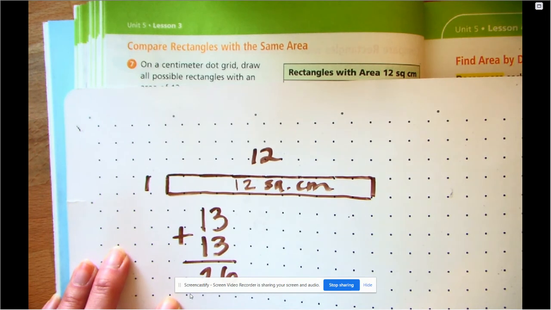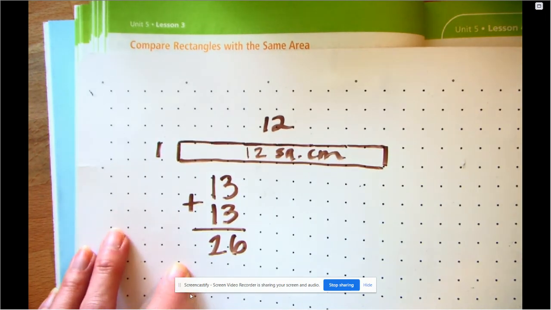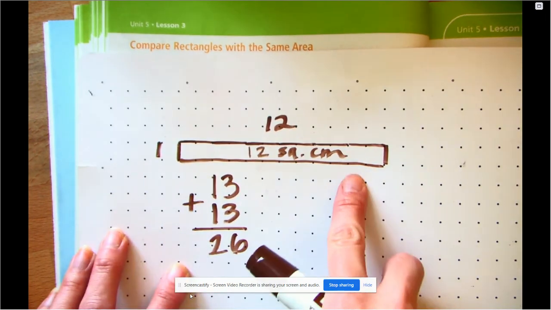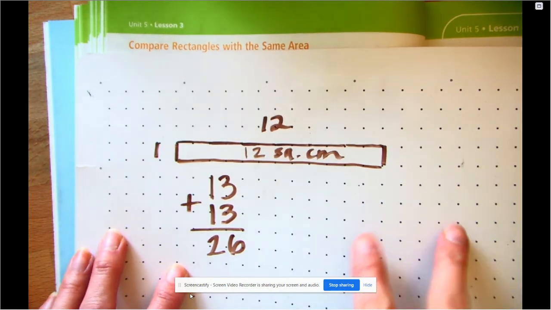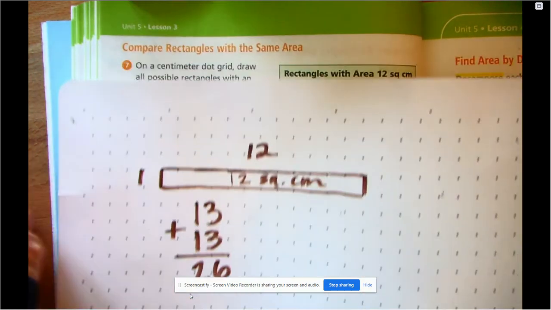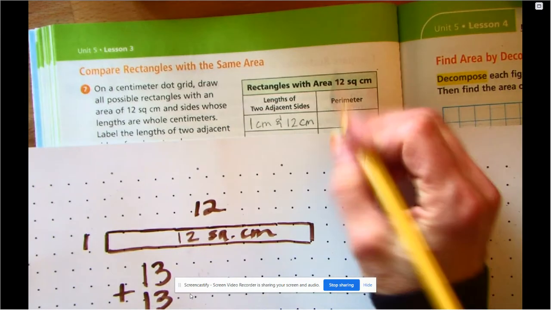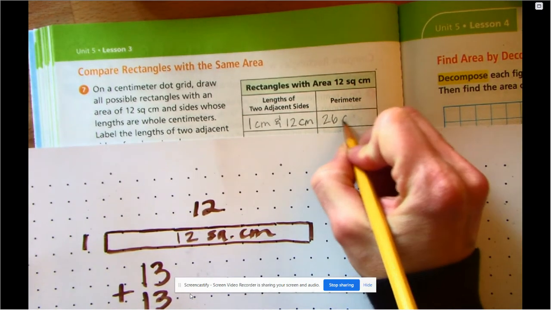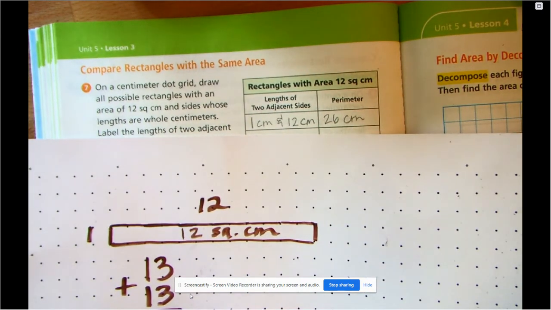Ooh, my perimeter is 26 on that shape. Okay, my area is 12, but my perimeter is 26. So I'm going to write that. Perimeter is 26 centimeters, not square centimeters, because it's not on the inside of our shape.